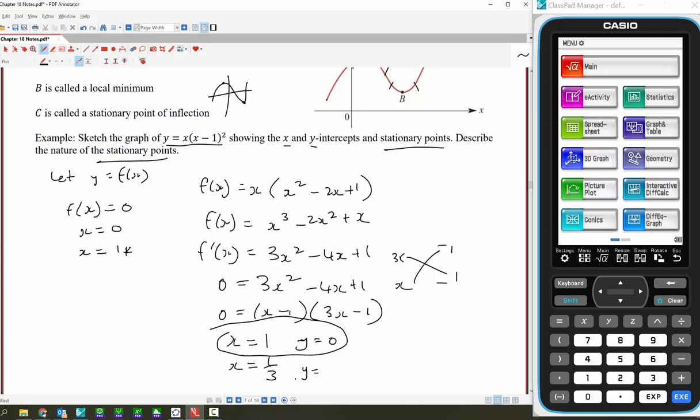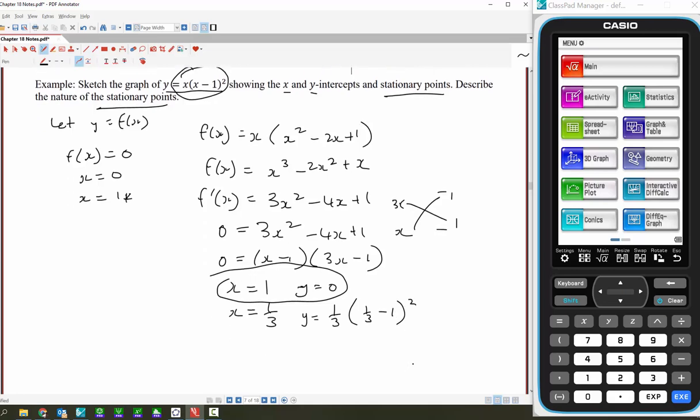Now I just need to get this one here. So if x is equal to a third, what I'm going to do is bang it into the original function. I'm going to put it in this form of the original function: 1/3 take away 1, squared. That is 1/3 minus 1, that's negative 2/3. And we square that, which becomes 4 over 9. Then times 1/3, that's 4 over 27. All right, so our stationary points occur at (1, 0) and (1/3, 4/27).